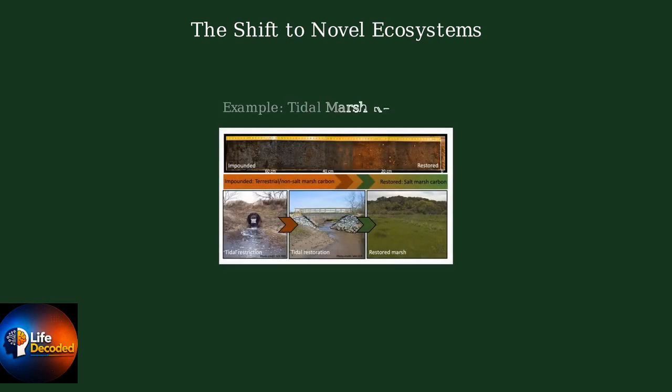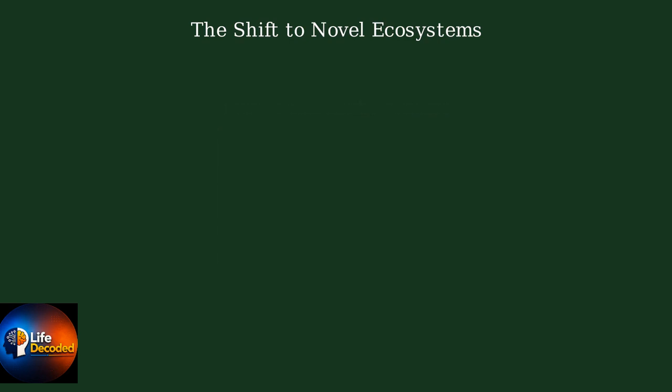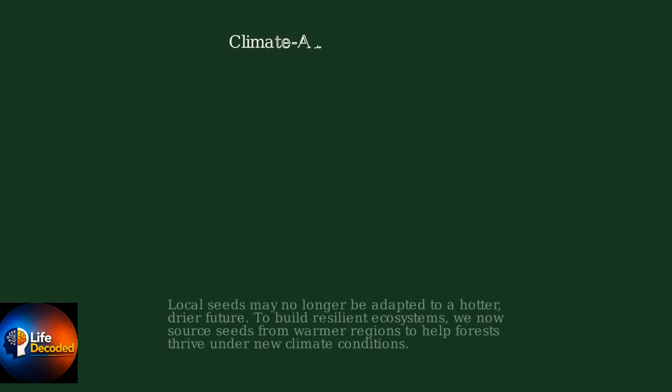A novel ecosystem is one that maintains vital functions despite being altered. Take this wetland restoration. It creates a healthy, functional habitat tailored to modern sea levels and tidal patterns. The future of ecology isn't just about preserving what was, but building robust systems that can handle what is to come. Climate change is shifting the baselines for success.